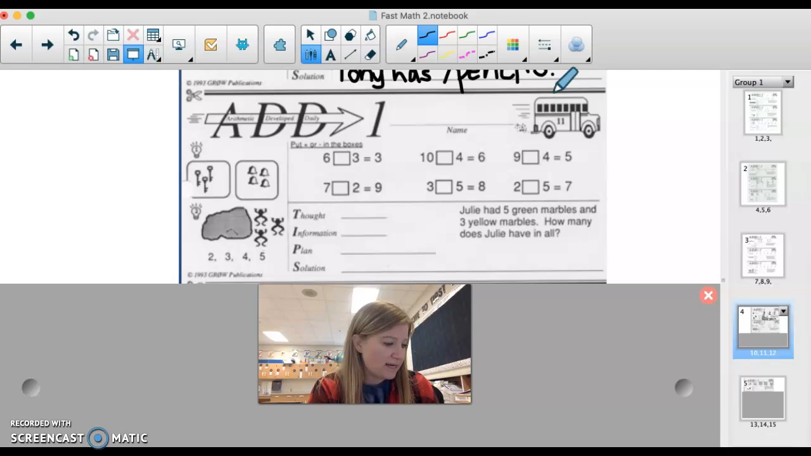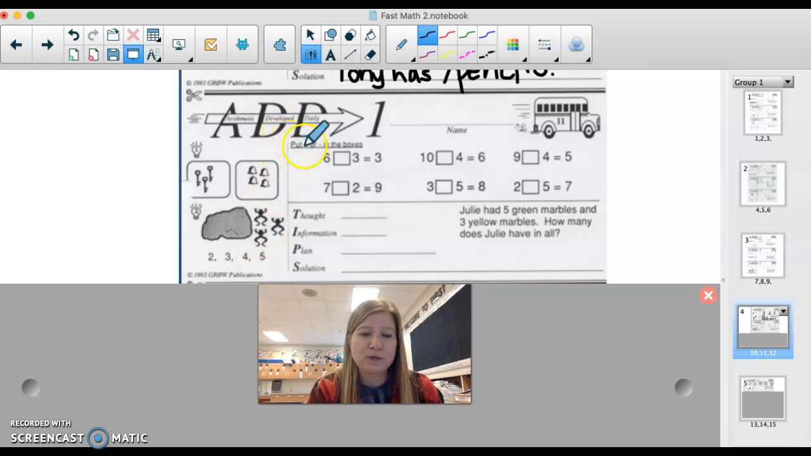Number 1 says, put an X on the set that has the most objects. So which one has the most, the keys or the bells? Put the X on the one that has the most. Number 2 says, one frog is under this water. Circle how many frogs there are in all. So if one is under here and then we have this many more, how many is that in all?